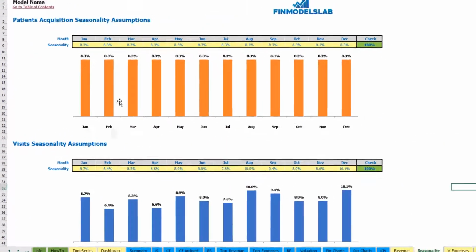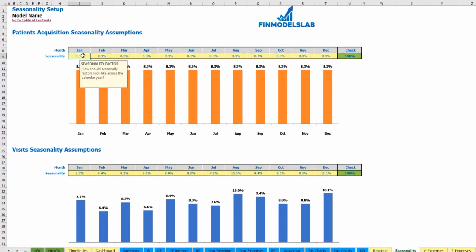Additionally, you can input seasonality for the patient acquisition or new patients requirement, and the visit seasonality across the year, in case this treatment is seasonal based.